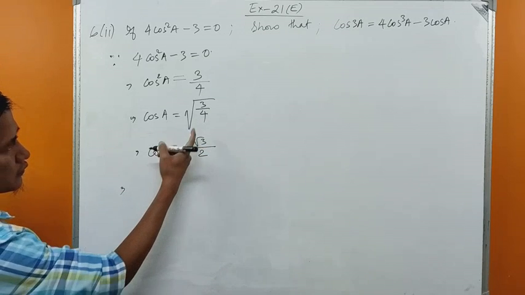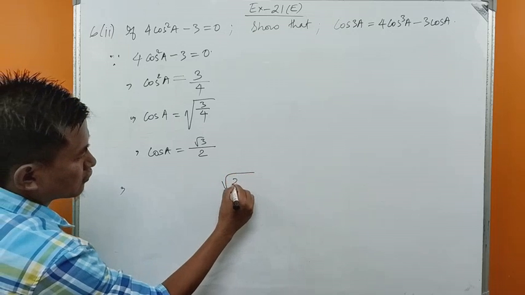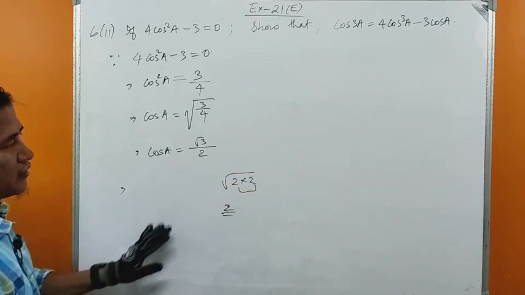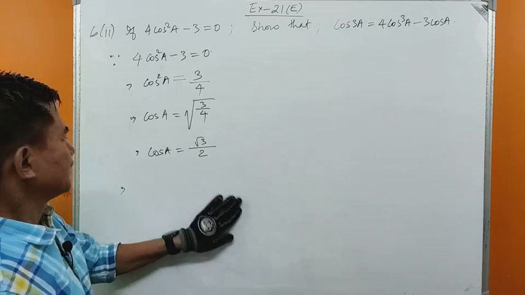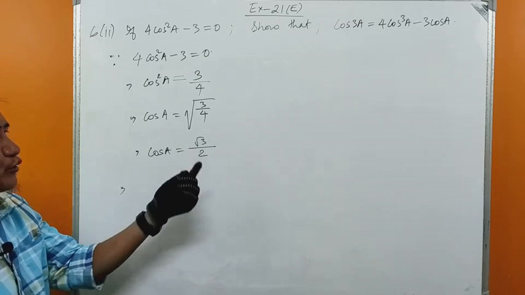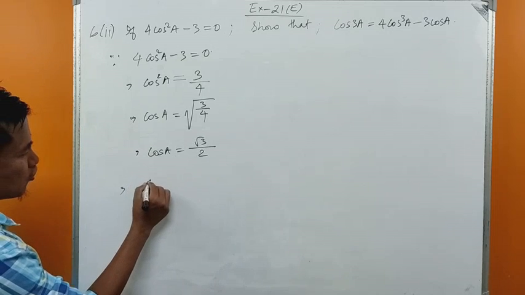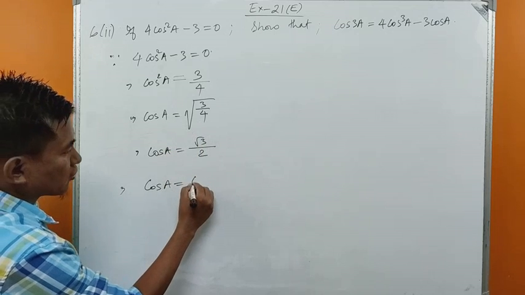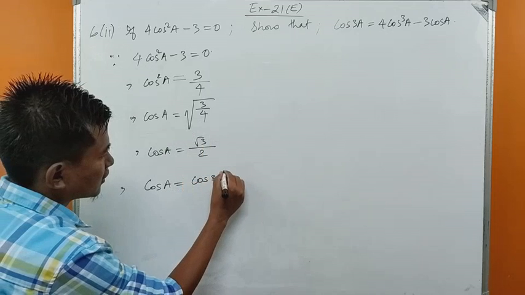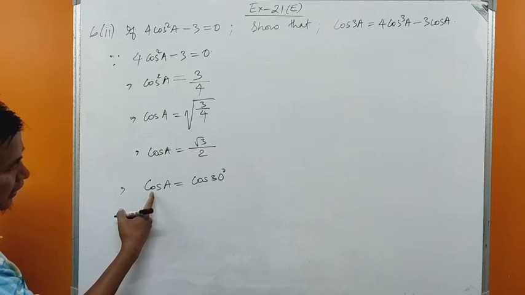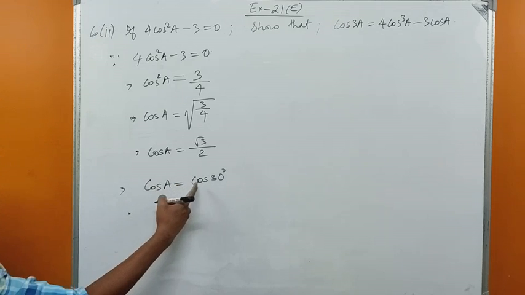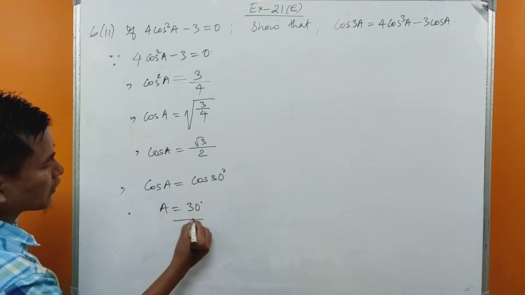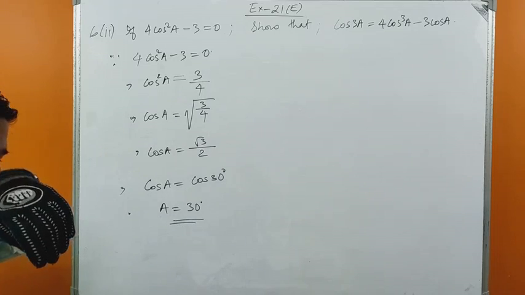Or square root of 4 is root under 2 into 2. So we make the pair and take 2 common outside. 3 has no pair, so 3 remains within the root. Cos A equals to root 3 upon 2 means cos 30 degree, isn't it? Cos 30 degree is root 3 upon 2. We cannot cancel cos and cos, but we can leave cos from both the sides. So A equals to 30 degree. So we have found the value of angle A. Angle A equals to 30 degree.